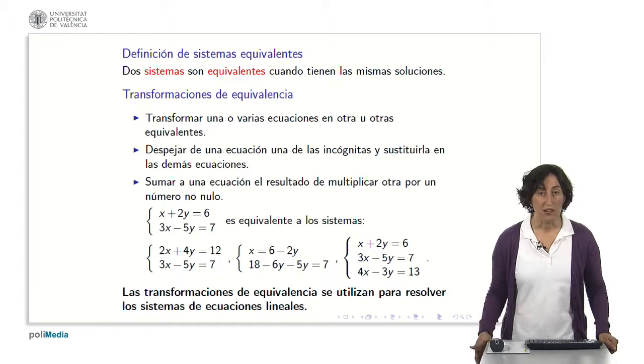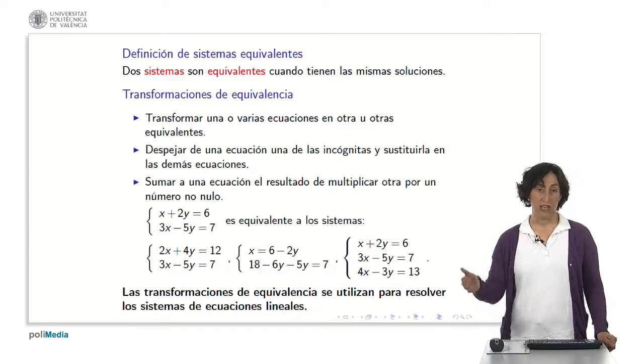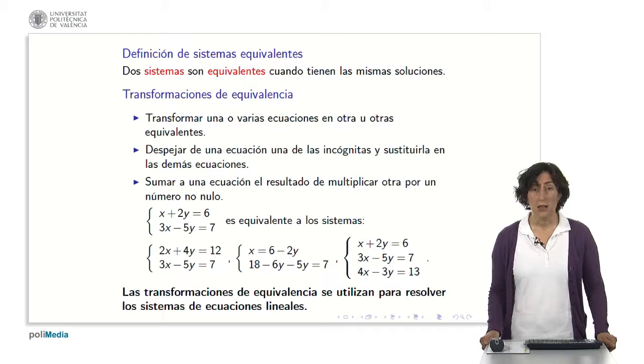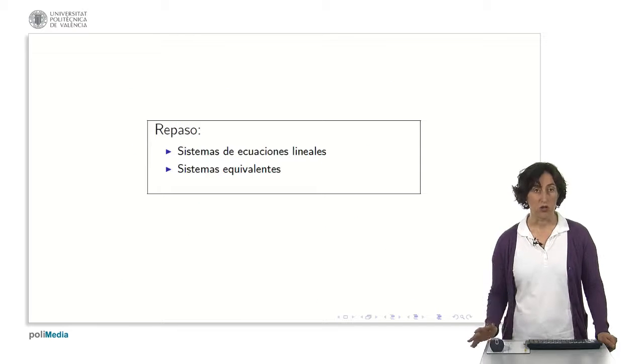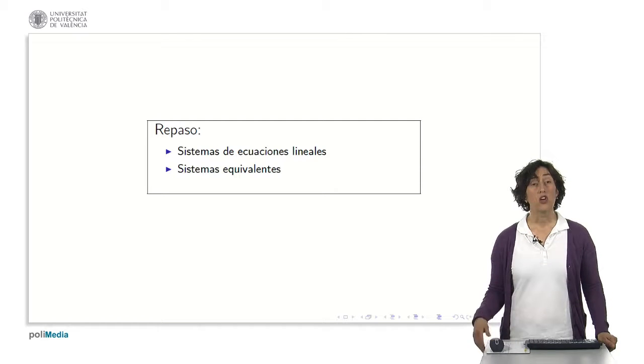Then, the equivalence transformations are the ones we have seen here, and they serve us to solve linear equation systems. And they are the ones we are going to use to solve this type of linear equations. Therefore, we have seen what is a linear equation system, nothing of transcendent equations, nothing of second-degree equations, only linear equations, and how to build equivalent systems to then use them to solve this type of systems.